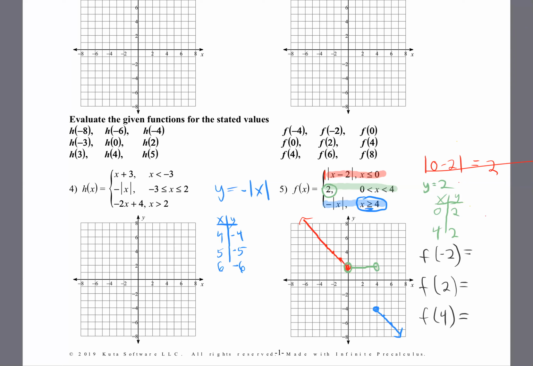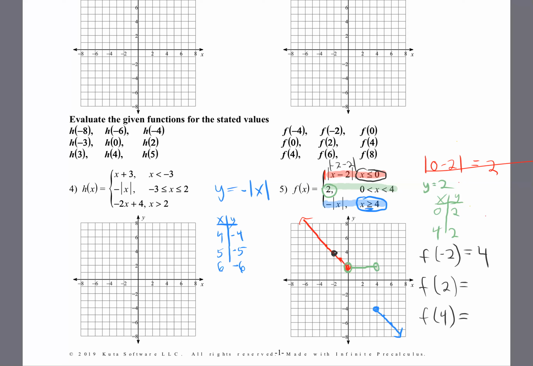Okay, so f of -2. You plug into the red, the green, or the blue piece. Red, because -2 is less than 0. So you do -2 minus 2, and you take the absolute value of that. That's just going to be 4. So that point is on your graph: -2, 4 would be this point right here.